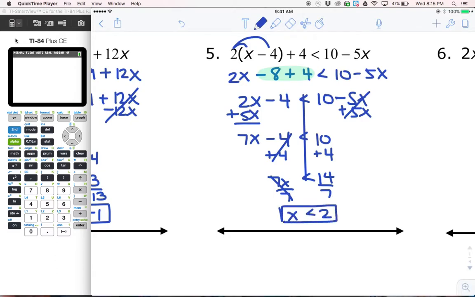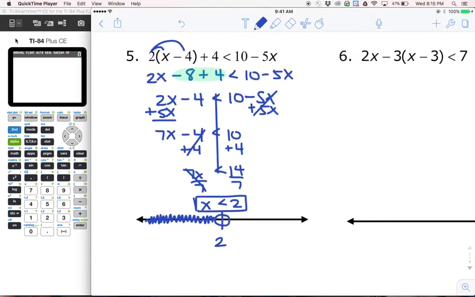Now note, we did not flip our inequality because this time, for the first time in this video, we did not divide both sides by a negative. So we just leave it alone. It stays a less than sign, and we get to shade to the left, right? X is less than 2, so we're shading where numbers are less than 2.